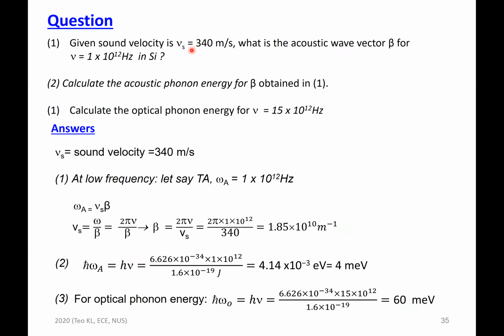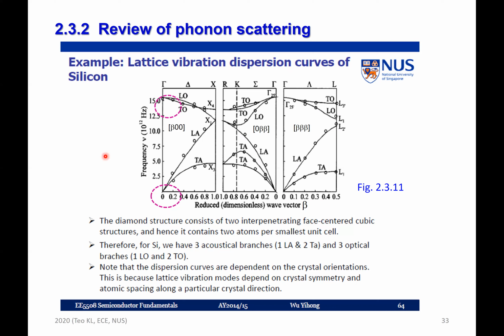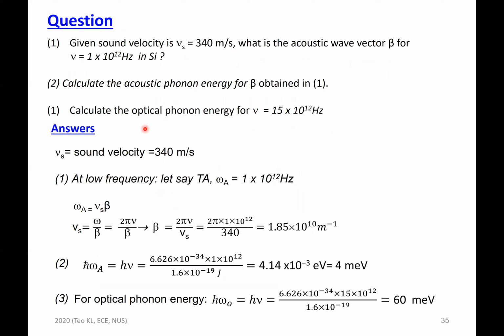Given sound velocity is 340 meter per second, what is the acoustic wave vector for a frequency of 1 times 10 to the power of 12 Hertz in silicon? So down here, back in this diagram, near beta equals 0, let's say about 1 times 10 to the power of 12 Hertz. Okay? And the sound velocity is given to you. So the angular frequency is 1 times 10 to the power of 12 Hertz. What is the acoustic wave vector?